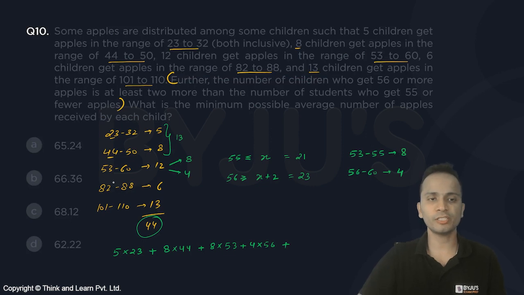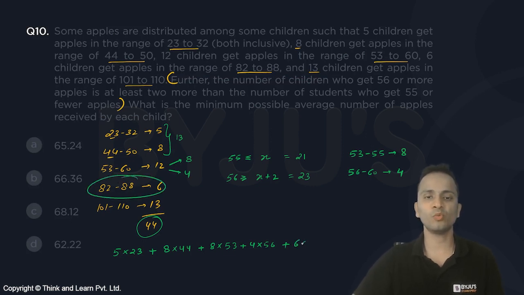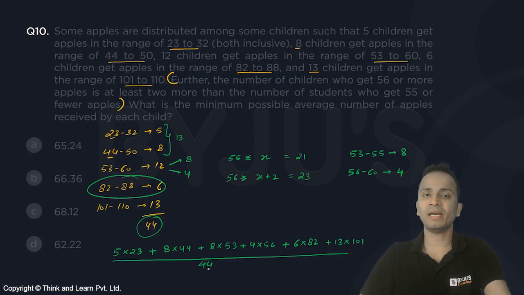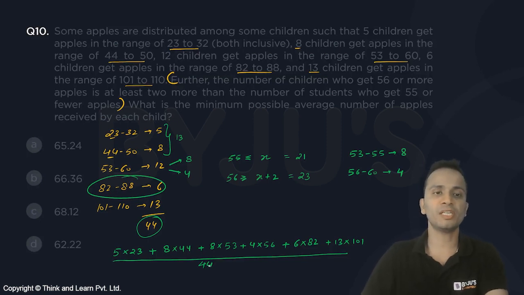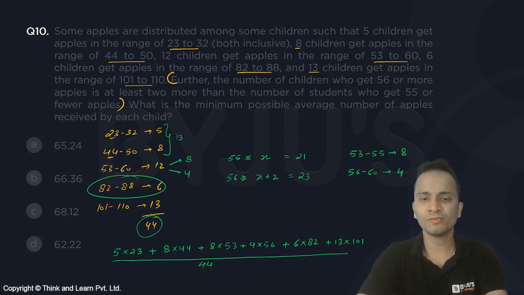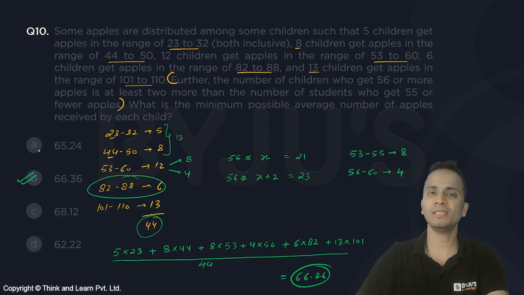Then the next range is this one, 6 children will get 82 apples each. And finally 13 children will get 101 apples each. Now the total number of apples divided by the total number of children will be minimizing the average number of apples received by each child. Okay, so now the rest is calculations. You can do the calculations, and after doing the calculation you will get the answer as 66 point something. So 66.36 to be precise, which matches with option B, and that is the answer.